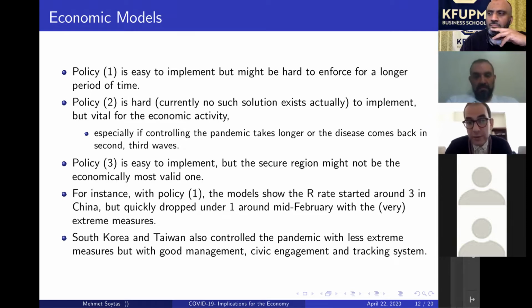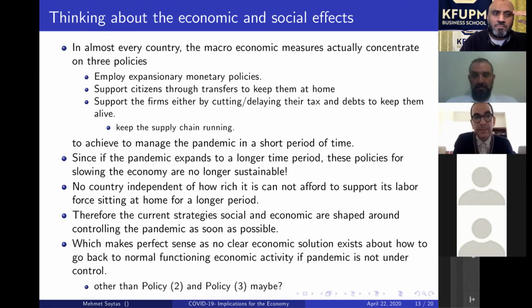We have also seen South Korea and Taiwan control the pandemic with less extreme measures in terms of shutdown and lockdown, but with good management, civic engagement, and a tracking system that they employed using technology. So it's a policy being used, and it's working if you can use it effectively. It's vital for handling this pandemic in the short run and going back to economic activity as soon as possible.